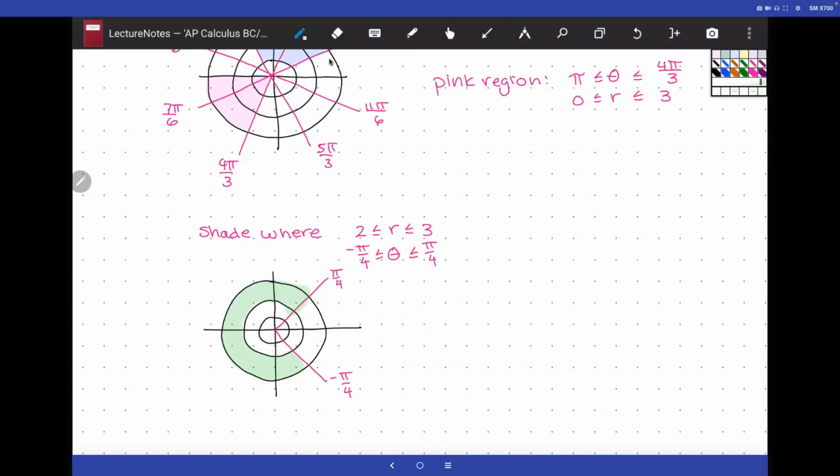I have shaded where the radius is between 2 and 3, and I shaded in between negative pi over 4 and pi over 4. Or have I? Yeah, what's wrong with what I did? These values are not in between negative pi over 4 and pi over 4. That's the unshaded part. So watch out for that. A little thing right now can become bigger when we do this.